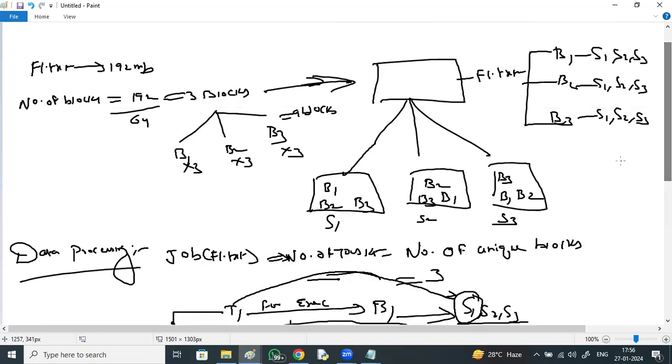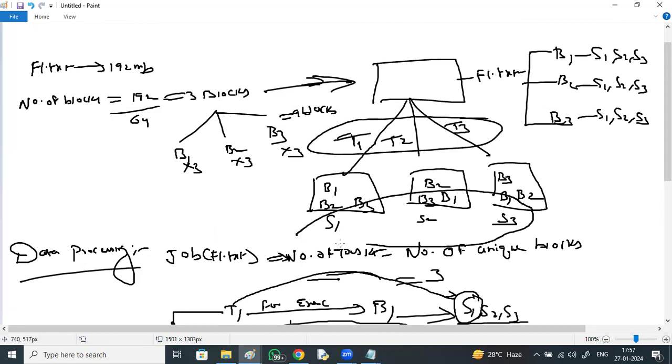T1 task to S1, T2 task to S2, T3 task to S3. The 3 tasks are executed by the 3 slaves S1, S2, S3 parallelly. Suddenly, if the system S2 goes down, do you see any data loss? No, sir. Still those blocks B1, B2, B3 are available in the other slaves, right? If S1 also goes down, still that data is available in S3, right? Yeah.